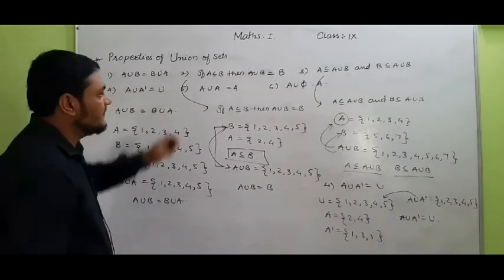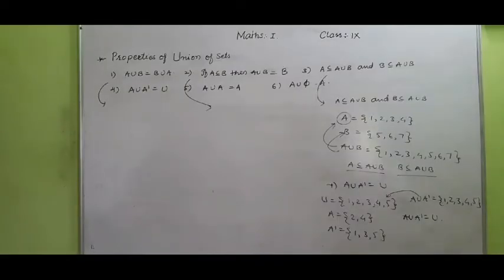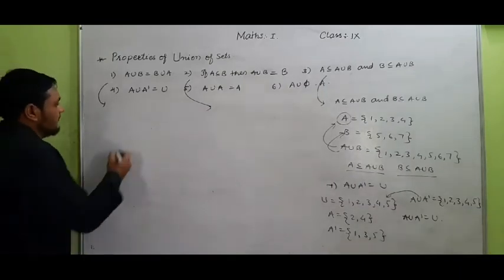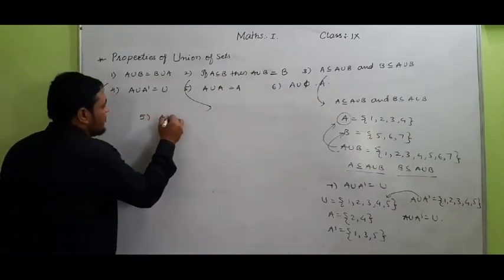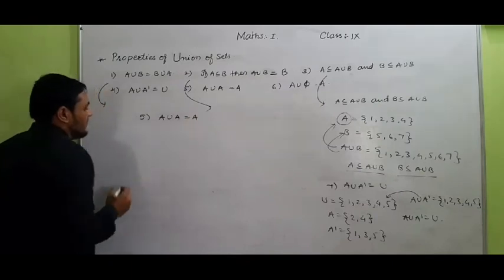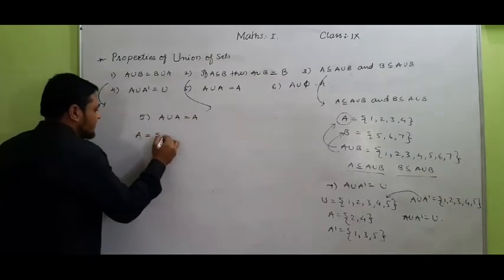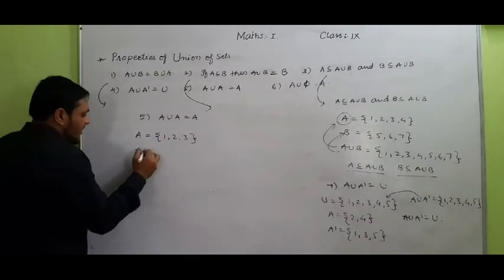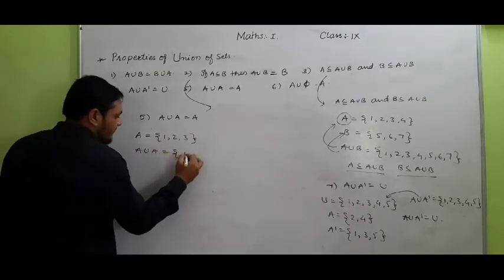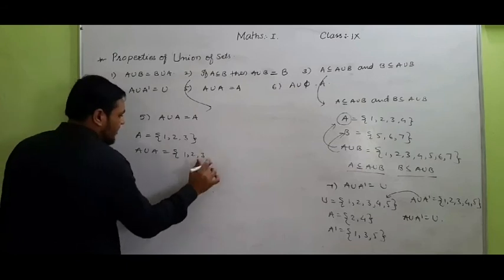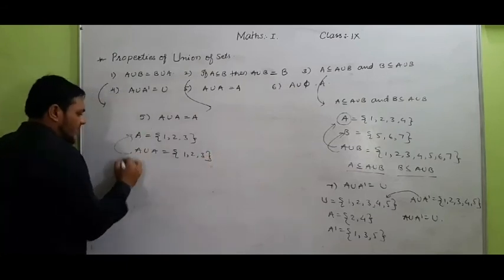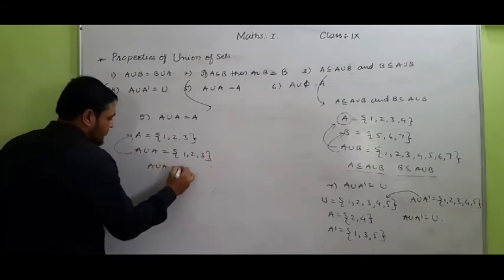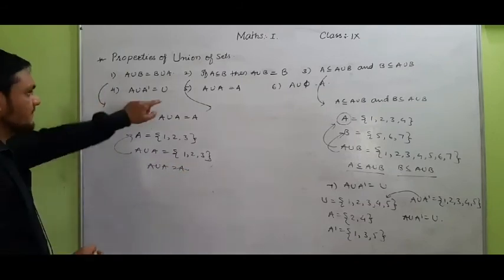Now we will study the fifth and sixth properties. The fifth property is A union A is equal to A. Let us take set A, which contains the elements 1, 2, 3. We have to take the union of A with A. So A union A will contain the elements 1, 2, 3, and this is nothing but A. So we can write A union A is equal to A. This proves the fifth property.